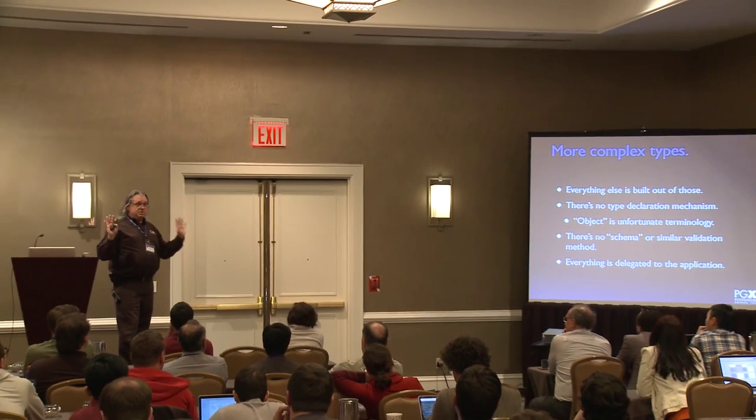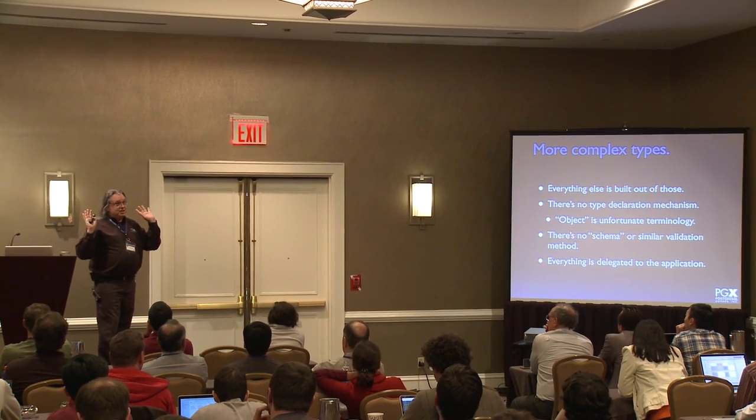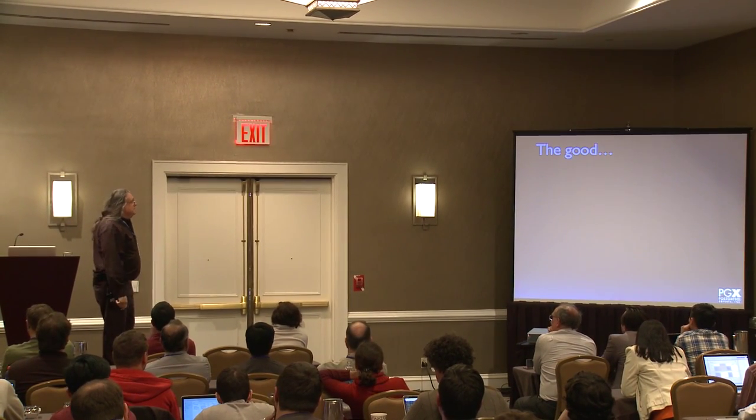There's no type declaration mechanism in JSON. There's no way of validating anything except that you write code that says this works or this doesn't. This is why object is kind of an unfortunate terminology, because that has connotations that don't apply in this case. It's just a dictionary if you're a Python guy. Everything is delegated to the application in terms of correctness. You get this data structure, and it's up to you to decide if it makes sense to you or not.